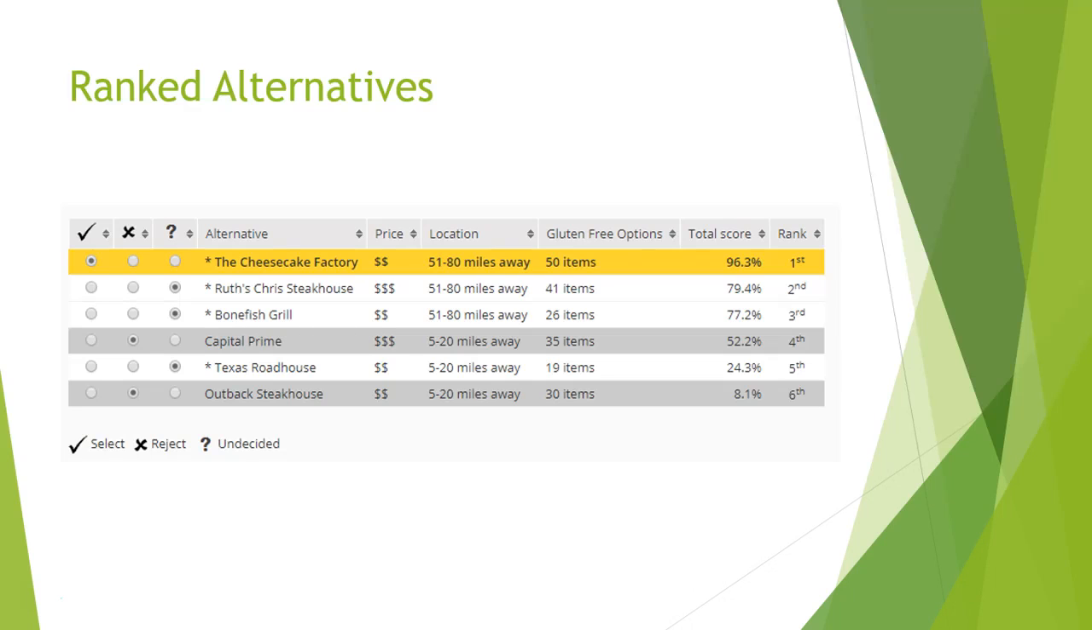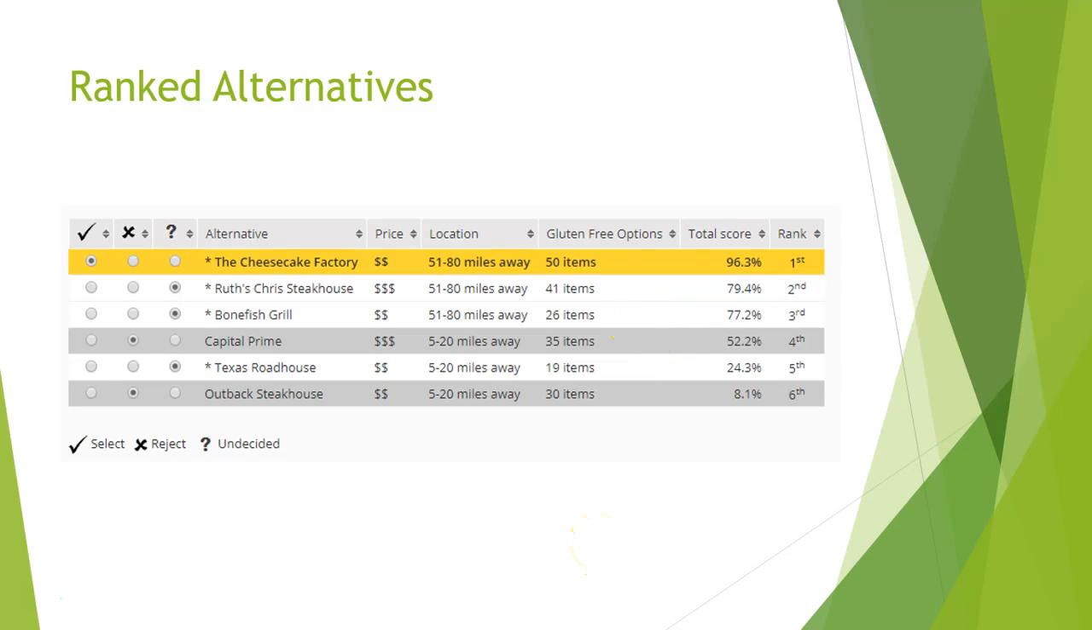It is not mentioned on here in the final ranking, but that was also an important thing for me as well. It looks like the Ruth's Chris Steakhouse ranked at 79.4% for me at second place, which makes sense because it also is the second highest menu with gluten-free options.